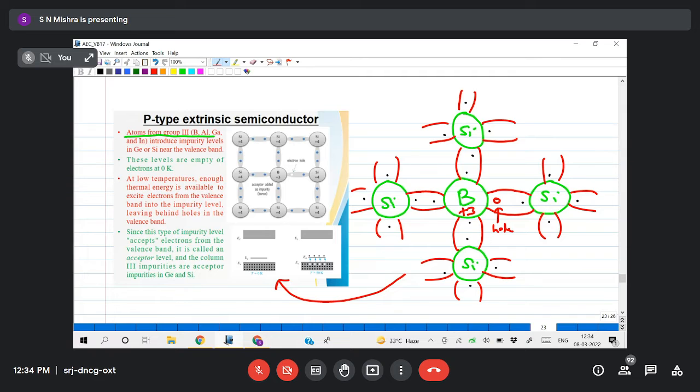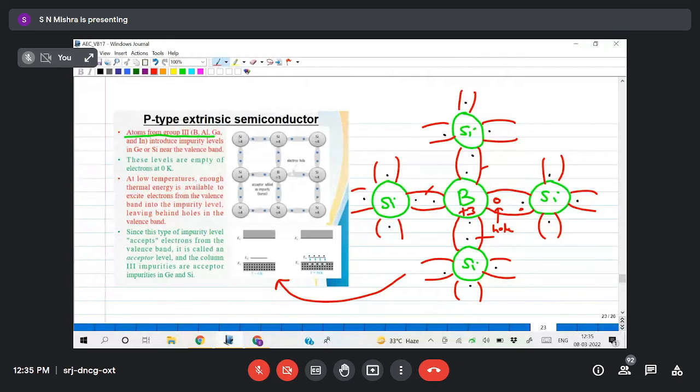So the bond is actually incomplete. That's why these are called acceptors. They try to accept one electron so that the bond will form and it will have the octet state. If you consider this boron, how many electrons are in the outermost cell? 2, 2, 2, 6. Here 1. That means 7. It has not completed the octet state. So it is ready to accept another electron to make its state an octet state. That's why these are called acceptor atoms.